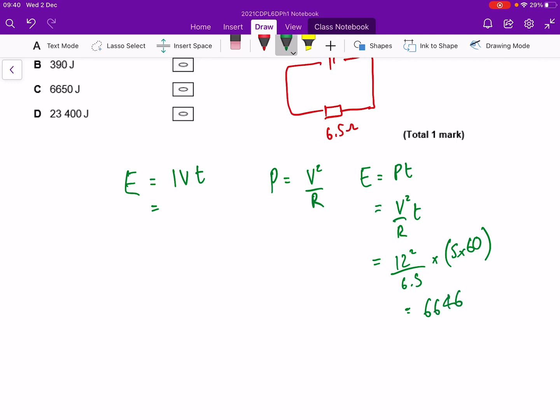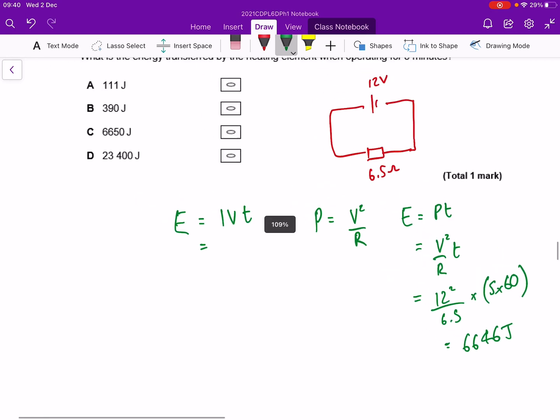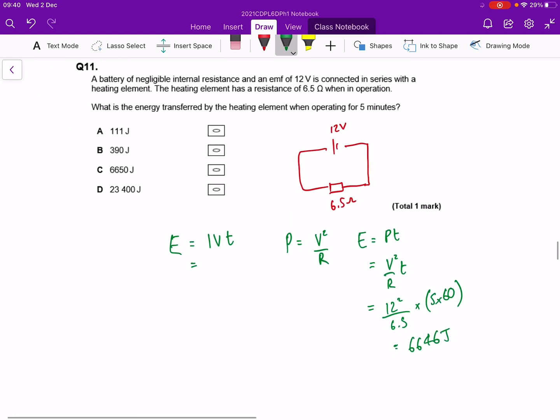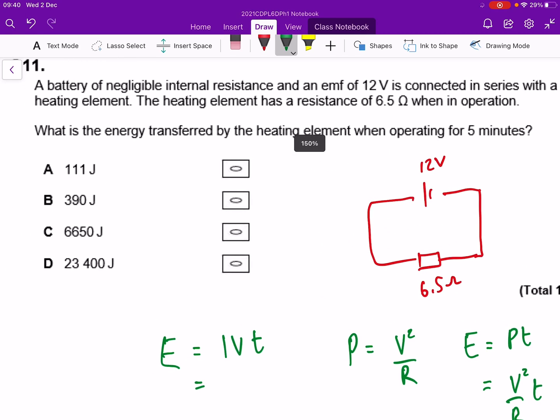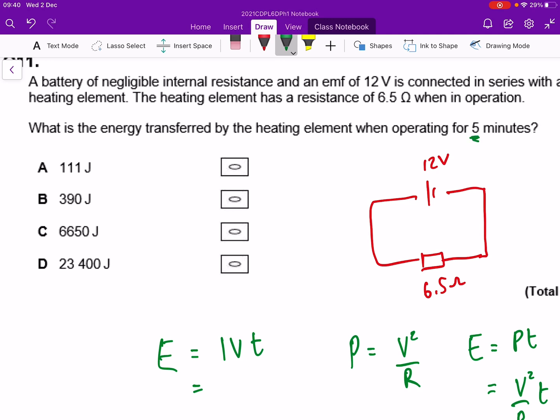6646 joules approximately, which when we round to 2 significant figures, I see, they're round. Even though we've got 2 sig figs here, we're still giving the answer to 3 sig figs, naughty AQA. C is going to be the correct answer.